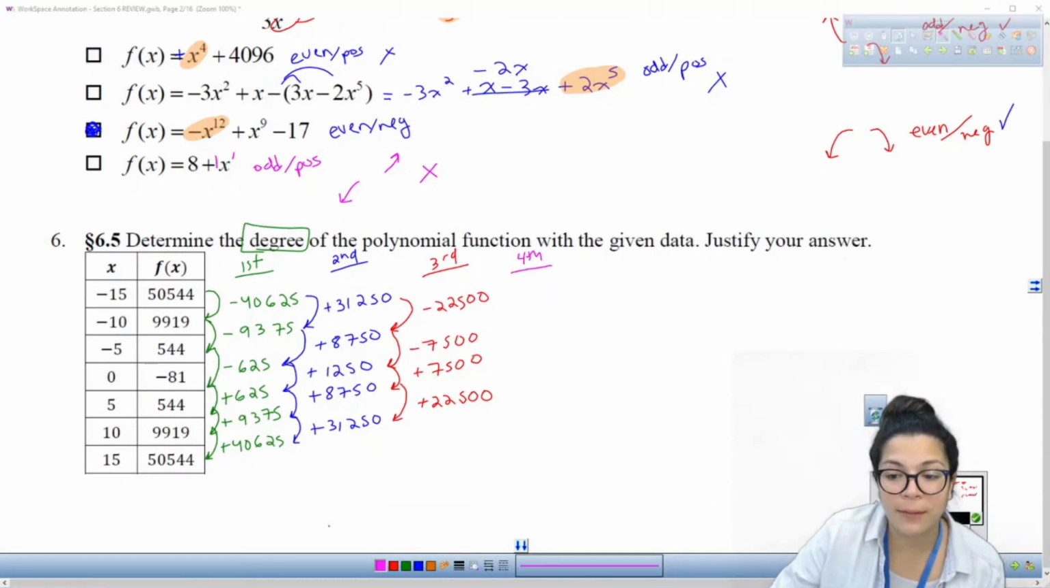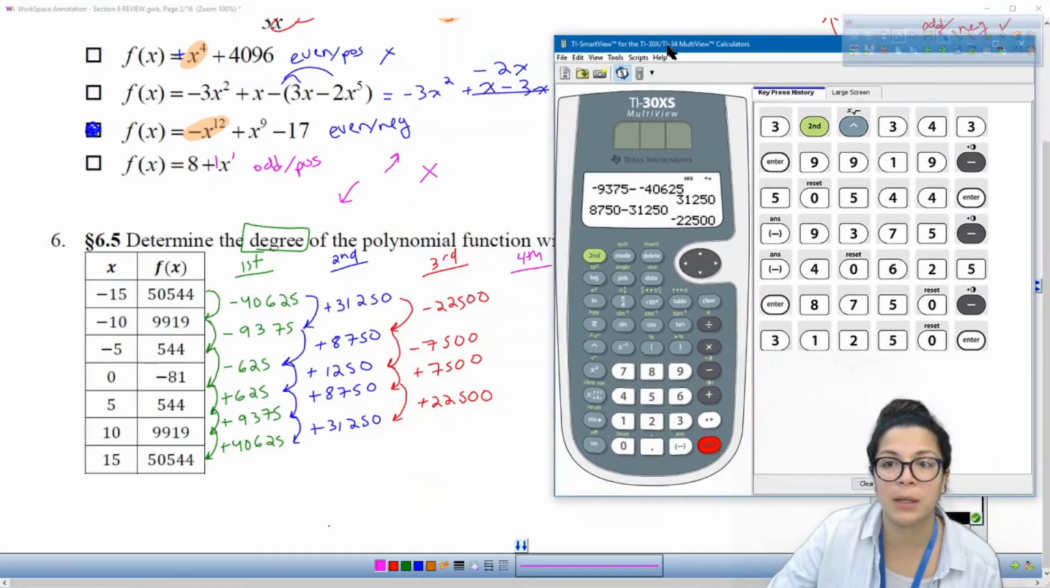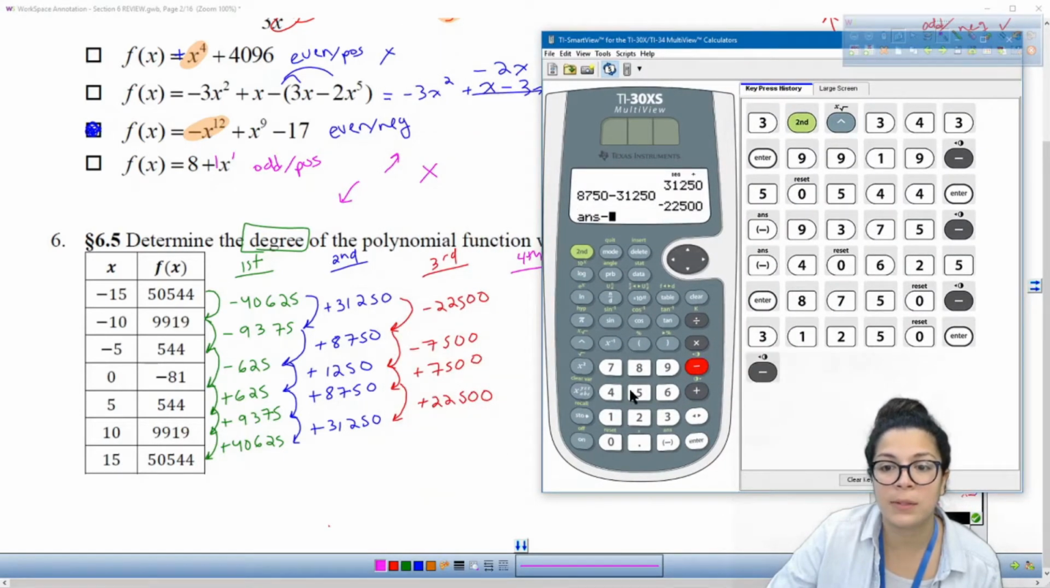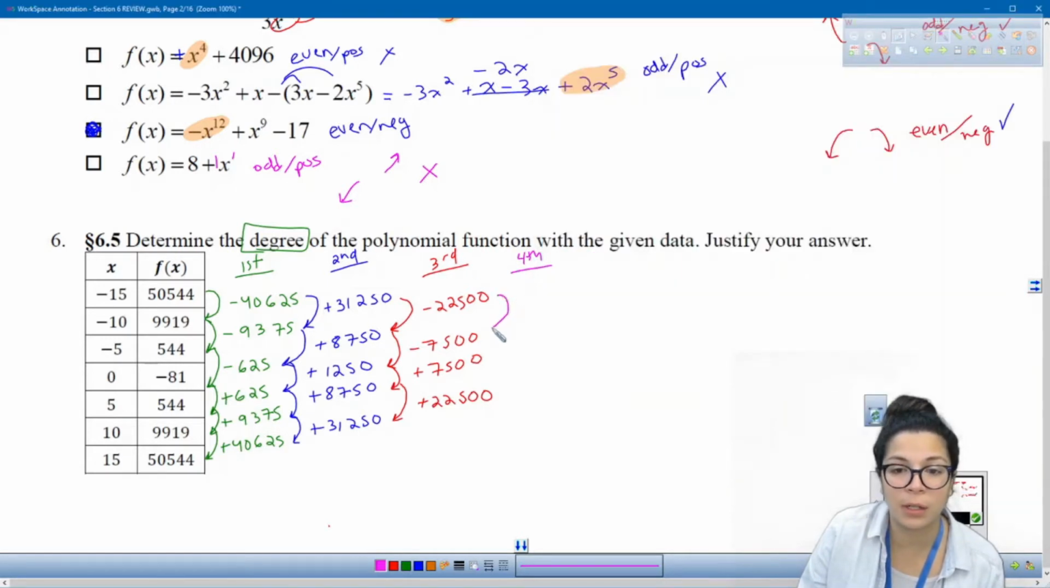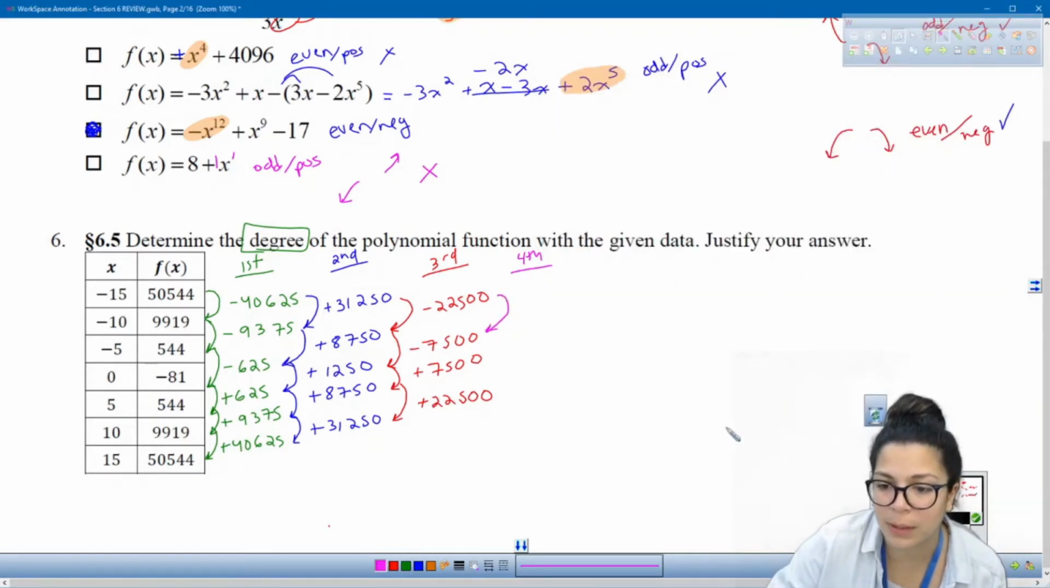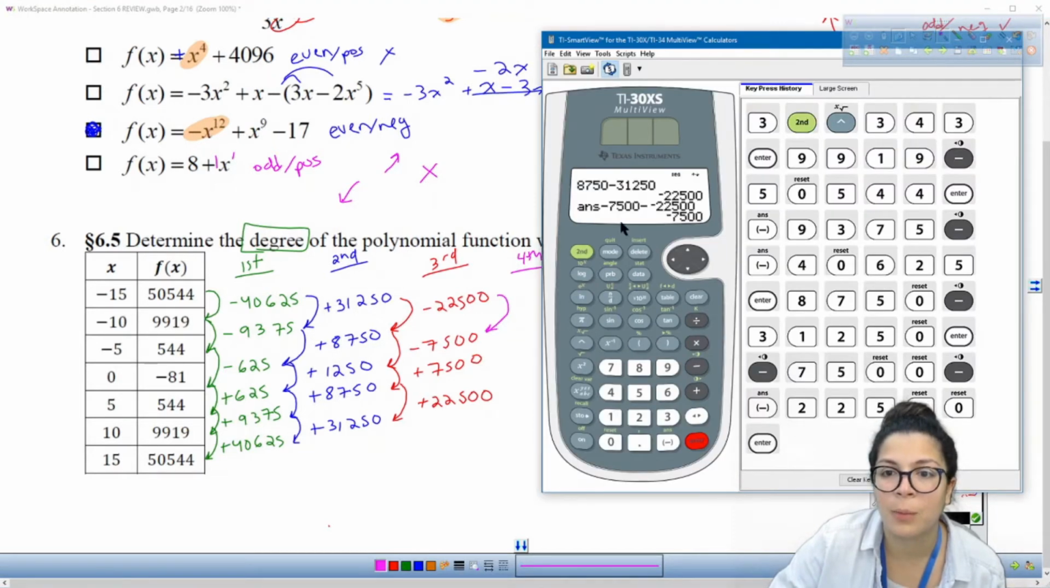Negative 7,500, what is the difference between those two? So negative 7,500 minus negative 22,500. So I would have to subtract 7,500. I think I messed up there. Hold on, let me double check that. Oops, I had one too many negative 7,500s. So let me clear that, do that one more time.